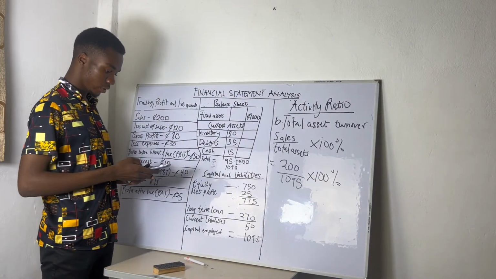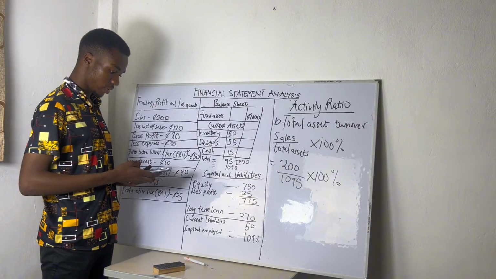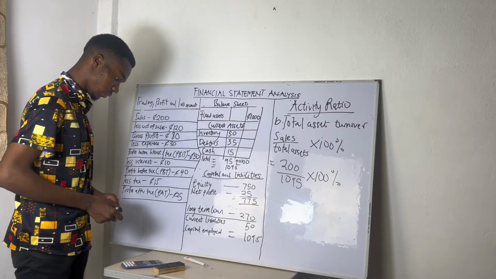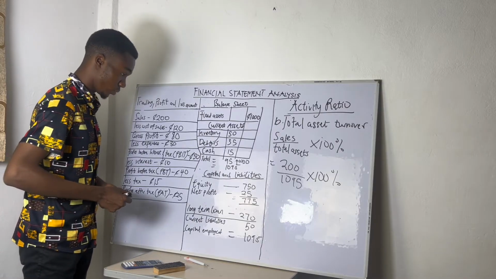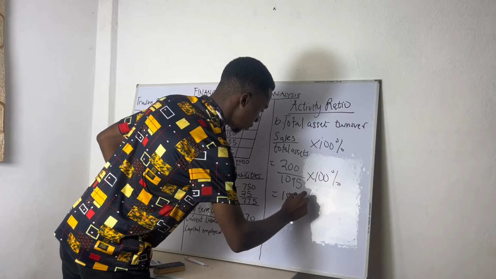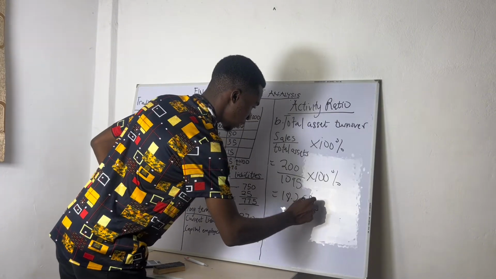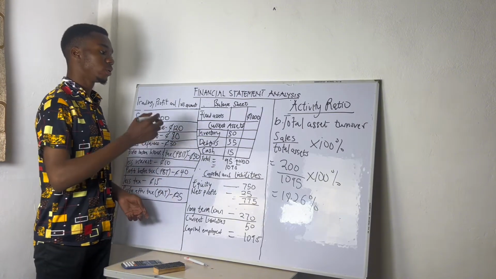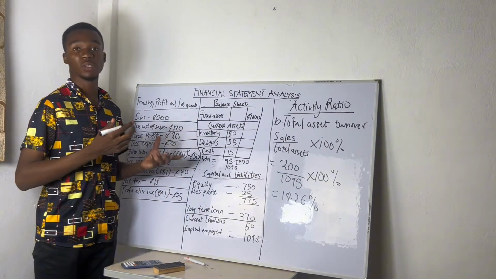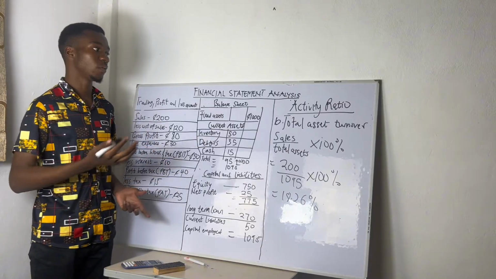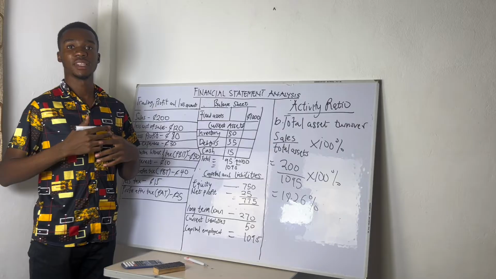Let's see what we get. You have 200 over 1095 times 100%. We are getting 18.264, so you can say 18.26%. That's for our total asset turnover. So what this means is that 18.26% of the company's total assets is generated as profit.